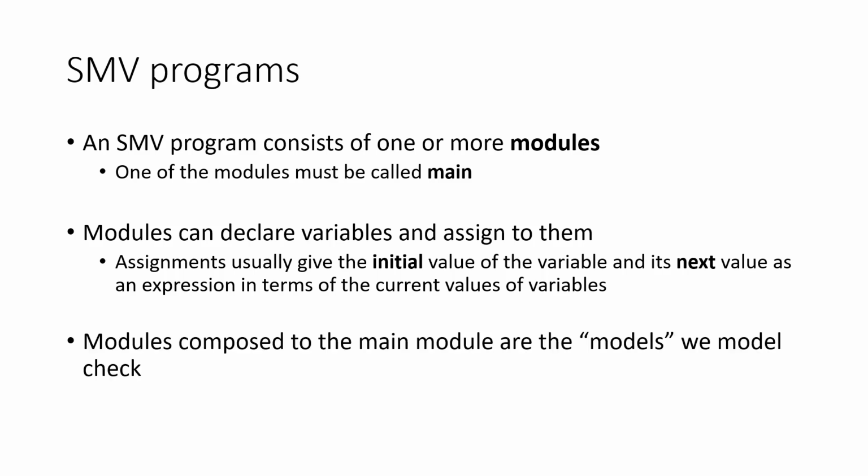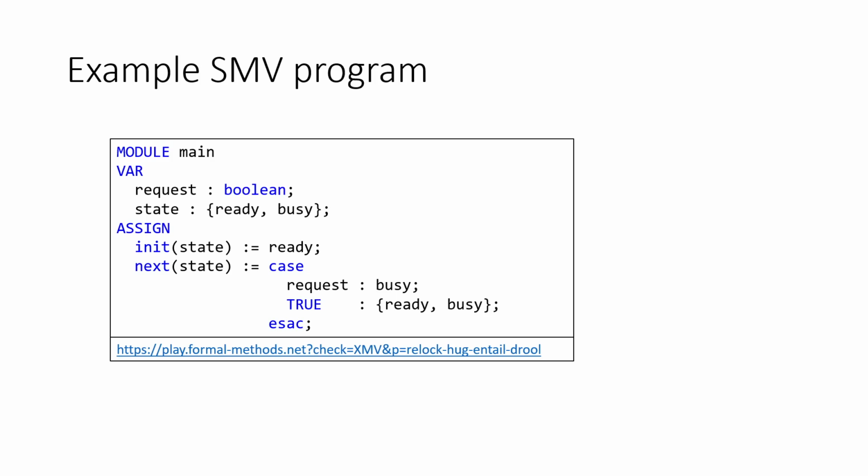And then the modules that we compose are basically the models that we model check. So the main module always defines the model that we give the model checker. If we write some LTL formula, it is always evaluated against the main module, which is an instantiation of all the other modules if we have multiple. For us, it will just be an instance of the main module because we will only define the main one.